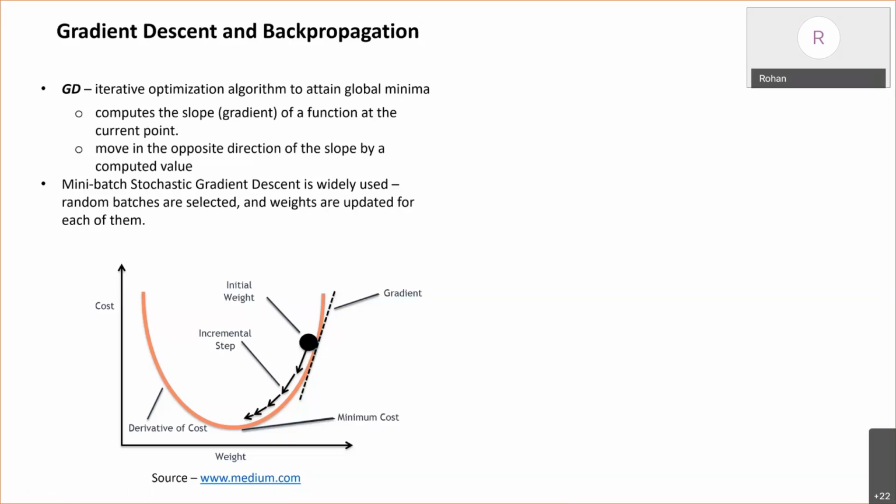And then we move in the opposite direction of the slope by a value which is computed by some operation. So we are moving downwards along this slope. And what is the step by which we are moving? Remember the word step. Step is a term used in deep learning and machine learning algorithms that means the distance by which you are moving towards convergence. You must have heard different terms like learning rate, step size, step weight, and so on.